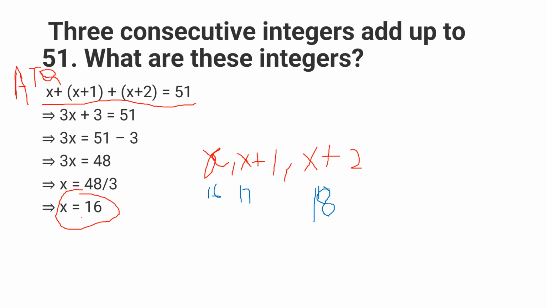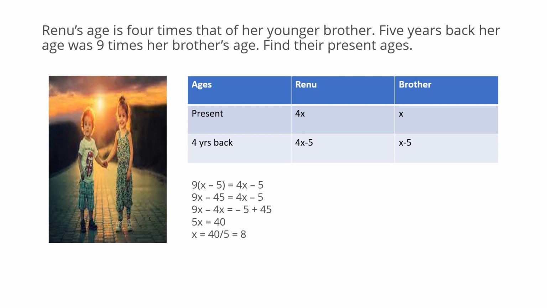So these are the numbers which you are going to get. Next problem is the ages problem. Let us take an example. Renu's age is 4 times that of her younger brother. I have explained it using a table. In one column we are taking ages, then the ages of Renu and the ages of her brother.